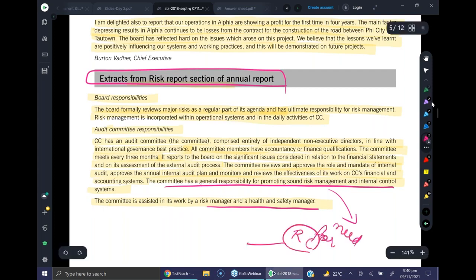Which question is relevant? Question number 3, part C. So you can use this point and say that if there is a separate risk committee, they can meet more frequently and they can exclusively work on effective risk management and can improve a lot. Is that clear? The audit committee seems to be too busy. So this is one point you can use to discuss the advantages of a risk committee for this particular company.